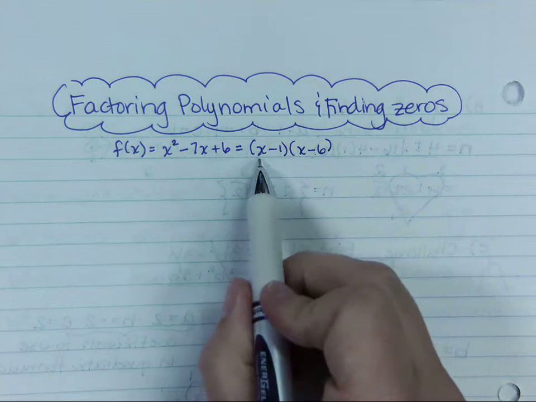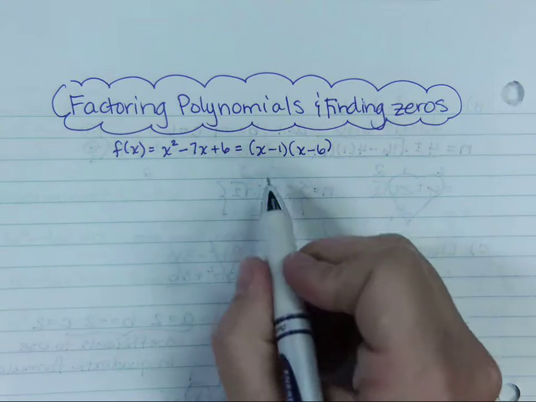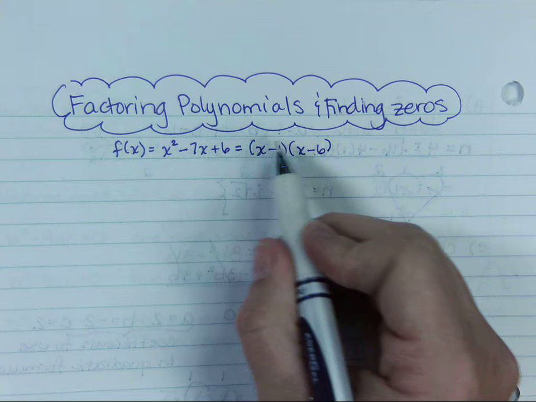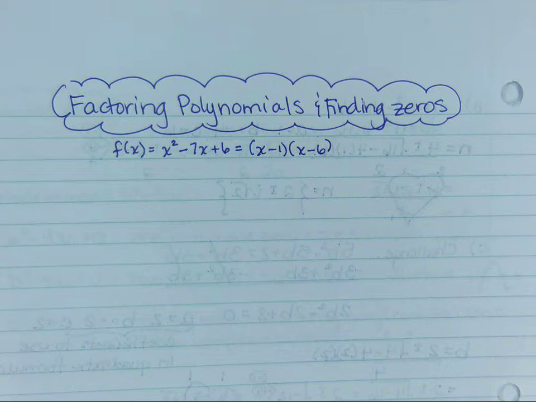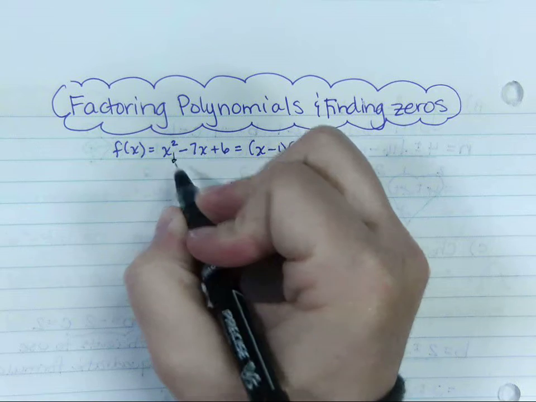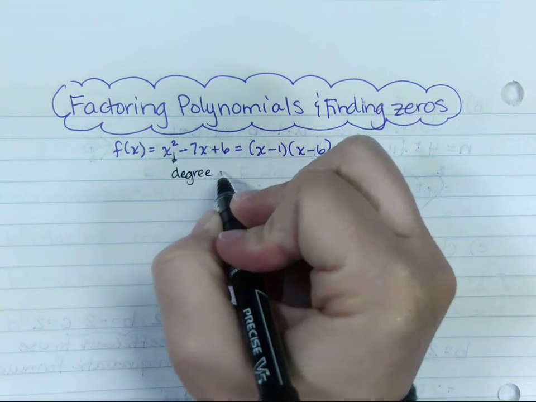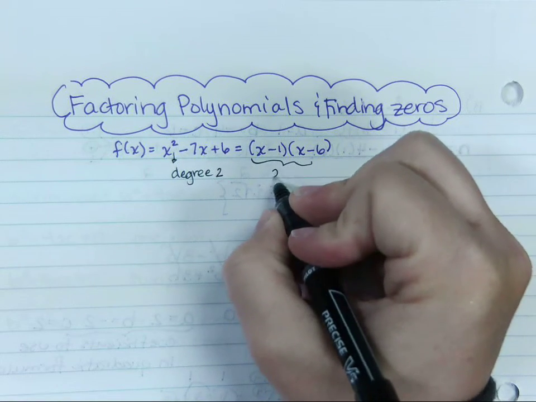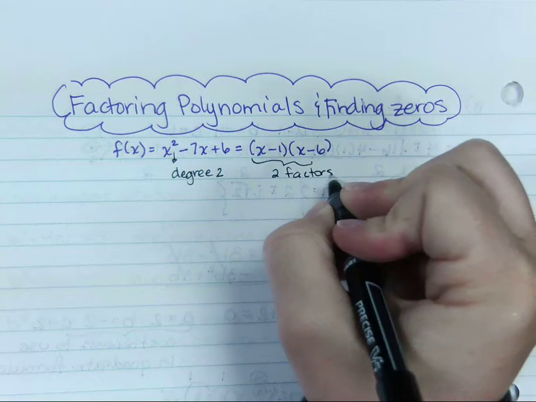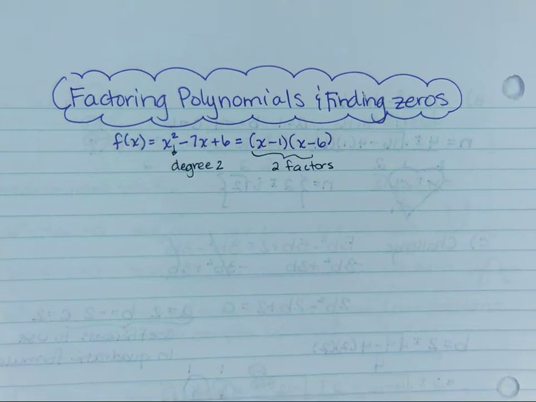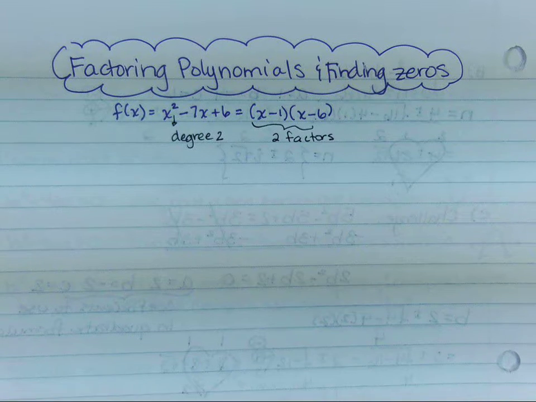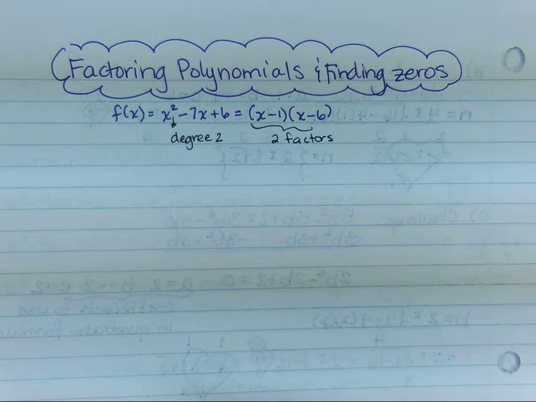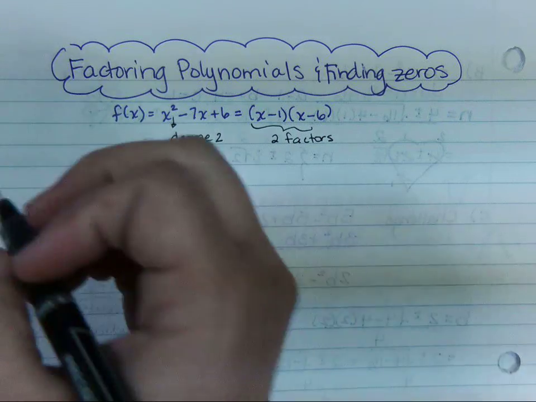Now, these are two factors. Both are what we call linear factors because the x inside is to the first power. Something else I would like for you to notice is that this polynomial has a degree of 2, the same as the number of factors. So one of our rules that we're going to remember when we are factoring polynomials is that the number of factors equals the degree.